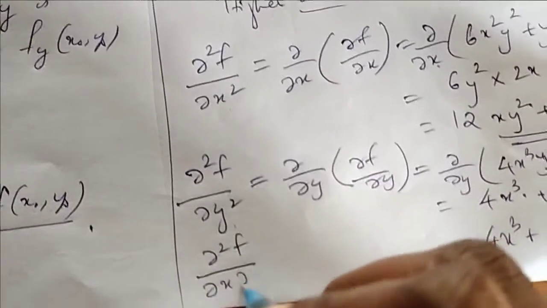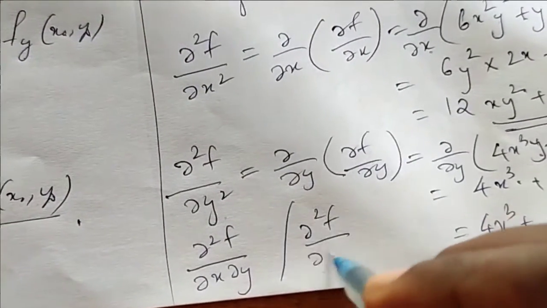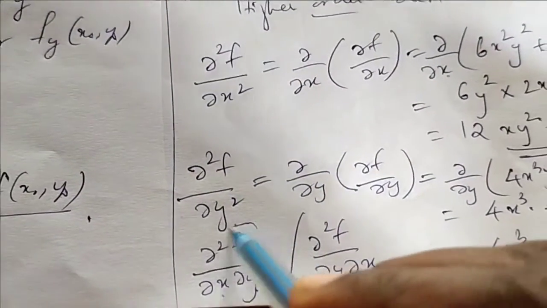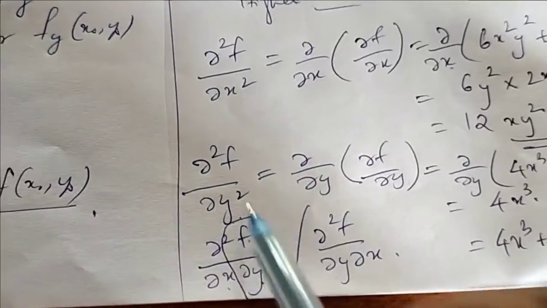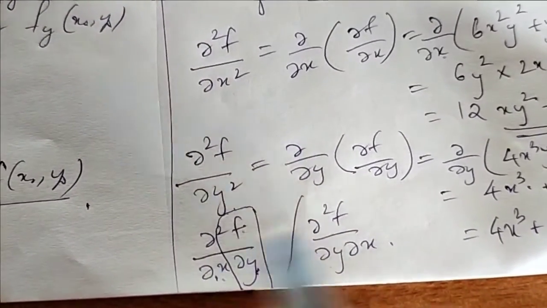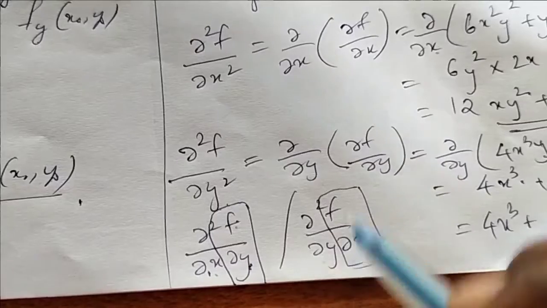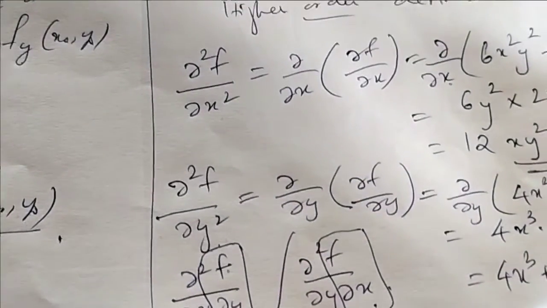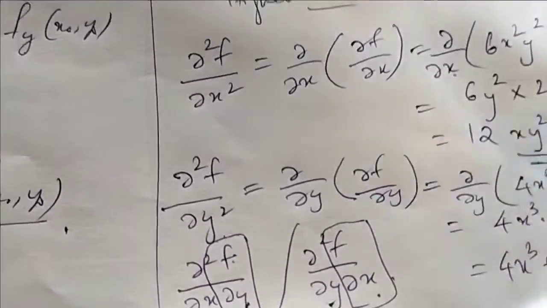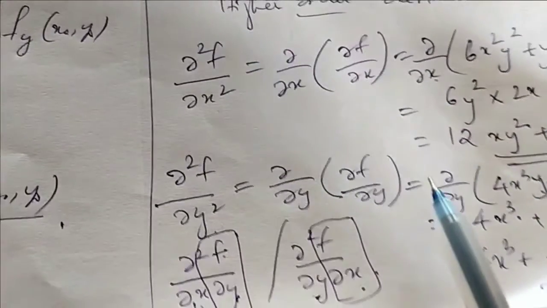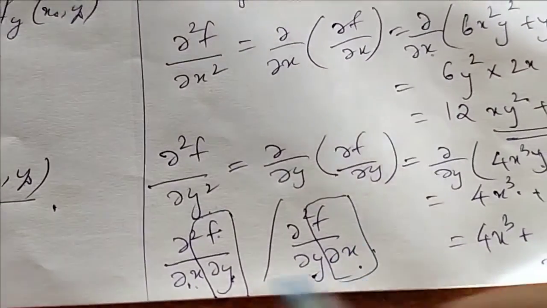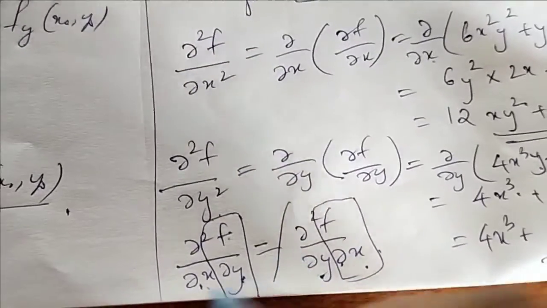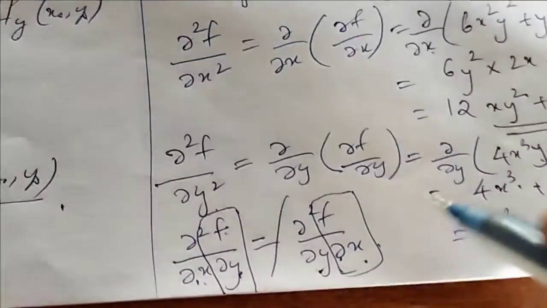But this is ∂²f/∂x², ∂²f/∂y². Then we have ∂²f/∂x∂y or ∂²f/∂y∂x. What is it? ∂²f/∂x∂y is ∂/∂x of ∂f/∂y. So first of all we have to find ∂f/∂y, then with respect to x. Or first find ∂f/∂x, then with respect to y. If the function is continuous, because polynomials and exponentials are continuous functions, these two will be equal. ∂²f/∂x∂y will be equal to ∂²f/∂y∂x.